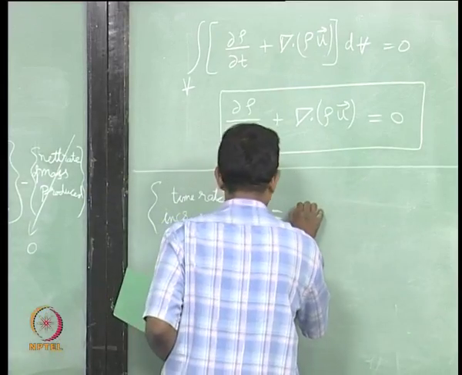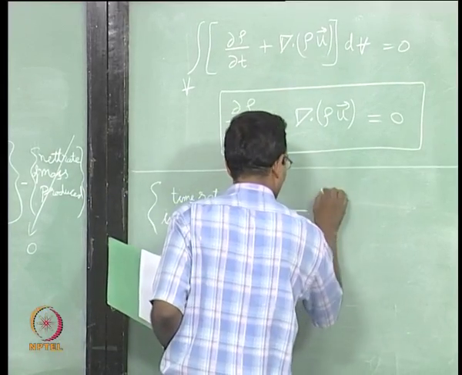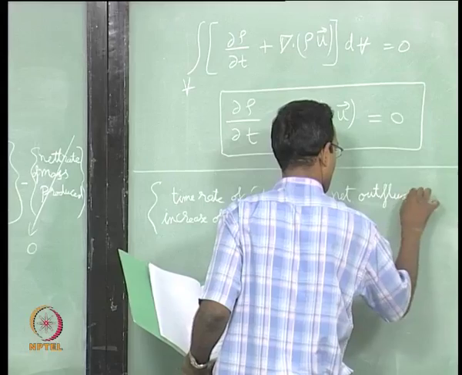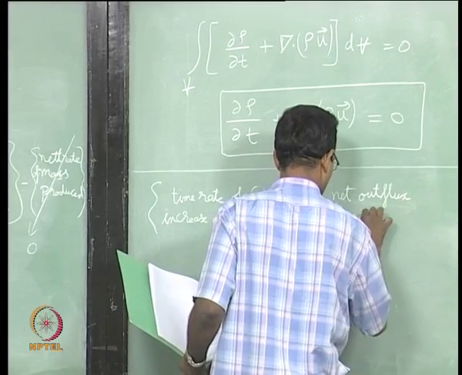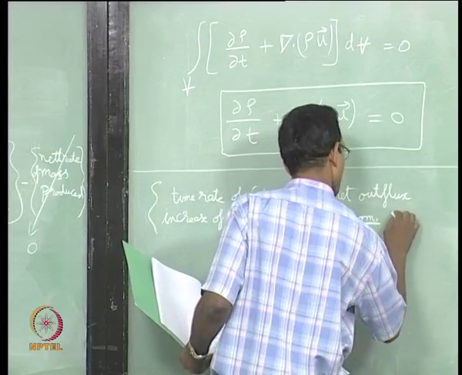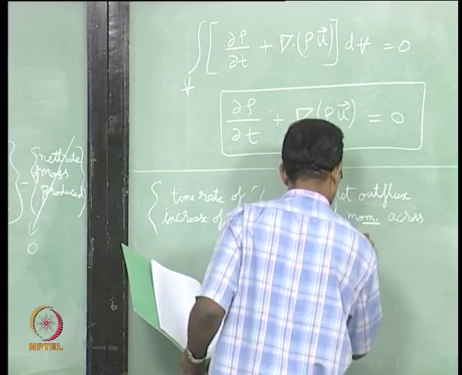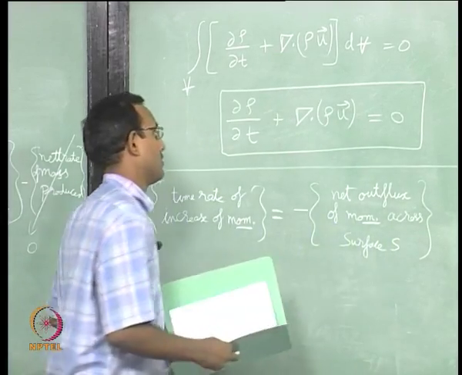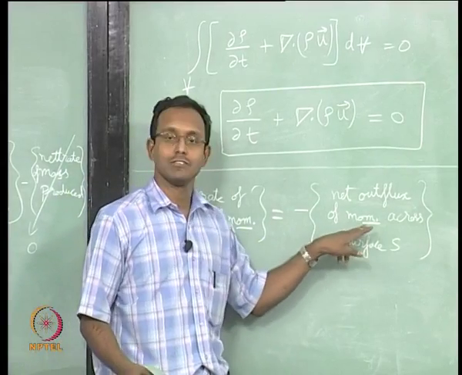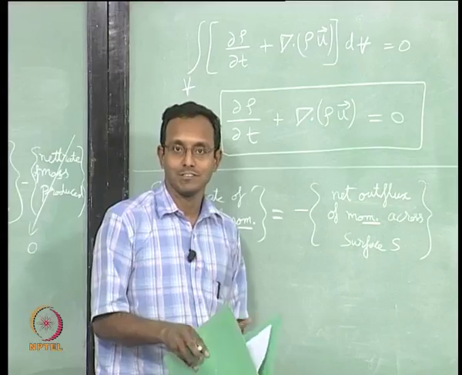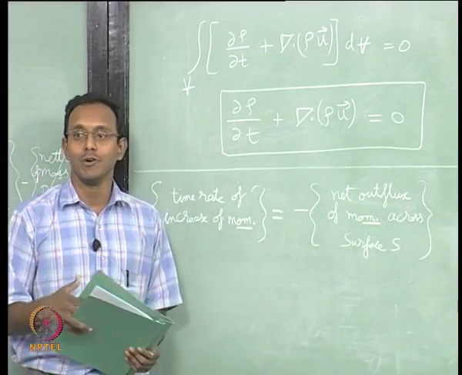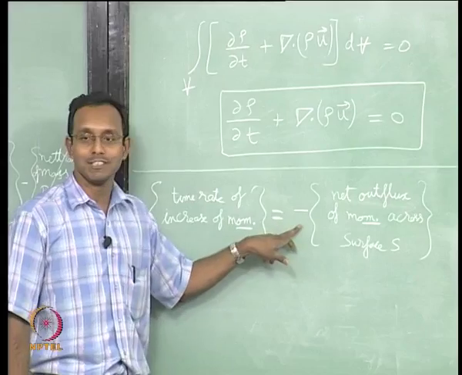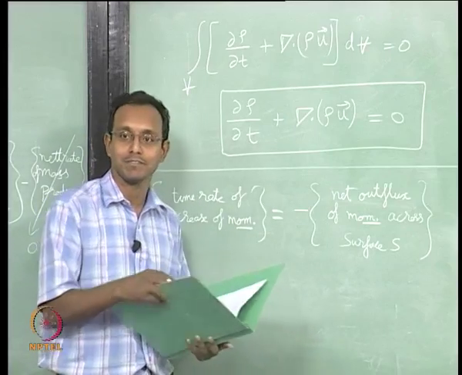is equal to minus of net outflux of momentum across surface S. Why should it be negative? Because it is going out, momentum should be dropping, but we are writing a term saying it is increase in momentum. So, there will be a minus sign. That is just to take care of that part.